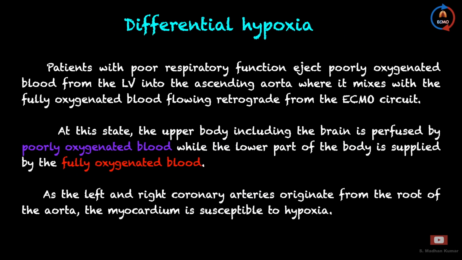Patients with poor respiratory function eject poorly oxygenated blood from the LV into the ascending aorta, where it mixes with the fully oxygenated blood flowing retrograde from the ECMO circuit. In this state, the upper body, including the brain, is perfused by poorly oxygenated blood, while the lower part of the body is supplied by the fully oxygenated blood. As the left and right coronary arteries originate from the root of the aorta, the myocardium is susceptible to hypoxia.